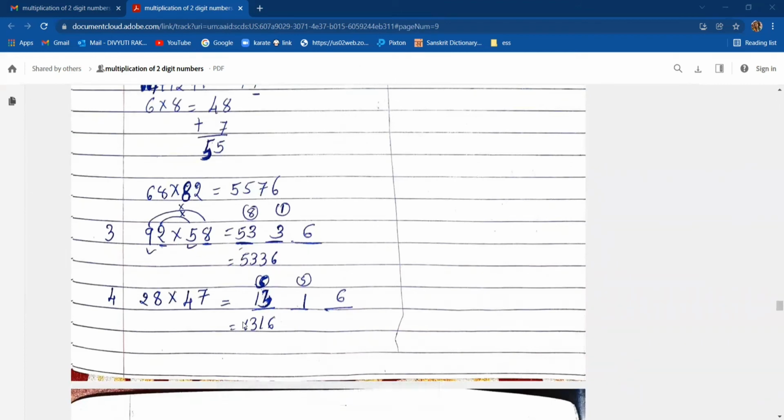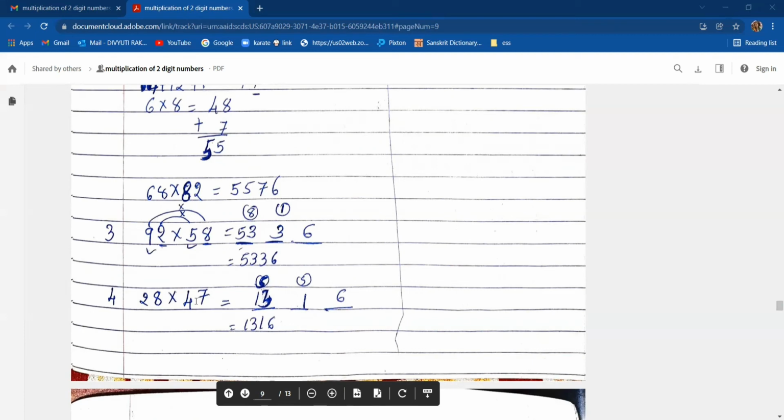Now let's do one more question. 28 into 47. So 7 8s are 56. 6 is here and 5 is carry. Now 8 4s are 32 and 7 2s are 14. Now 32 plus 14. 32 and 10 will be 42, and 4 means 46. 46 and 5 it will be 51. 51's 1 is here and 5 as a carry.